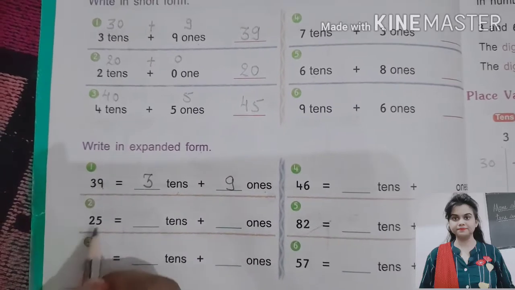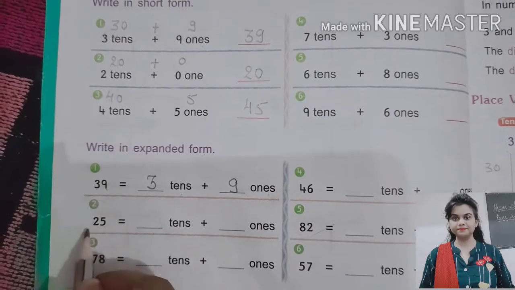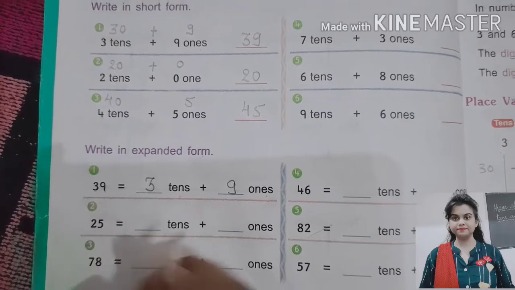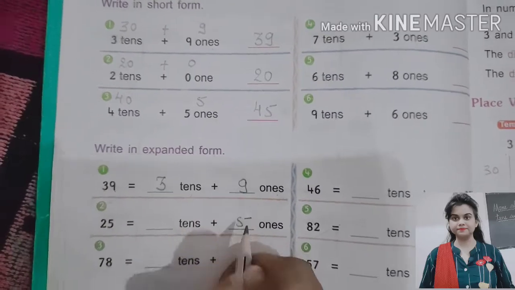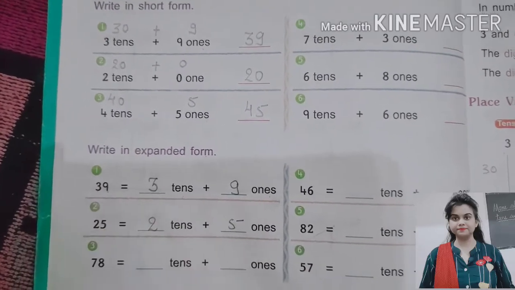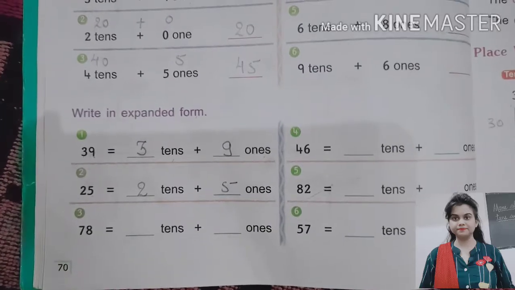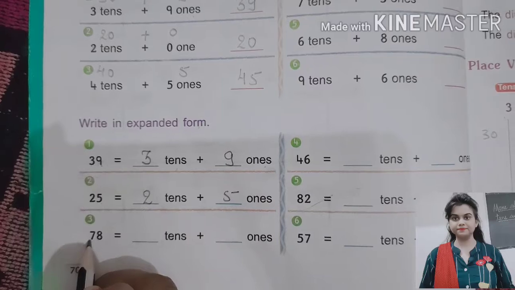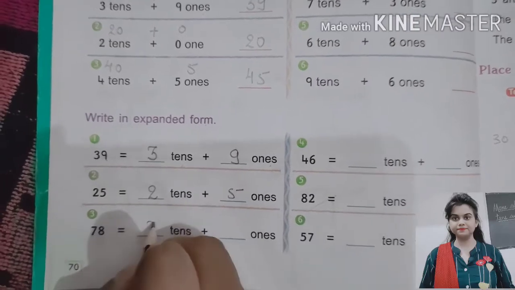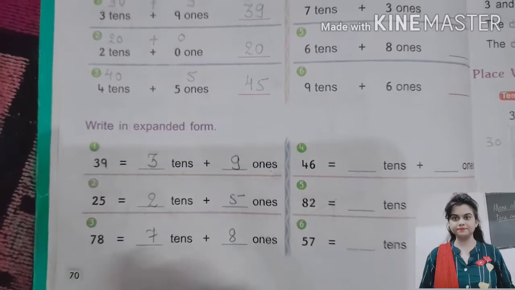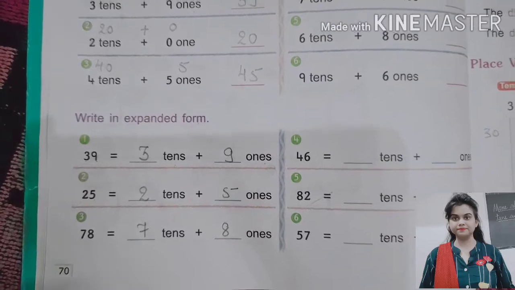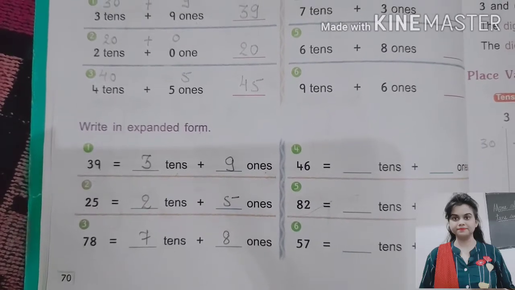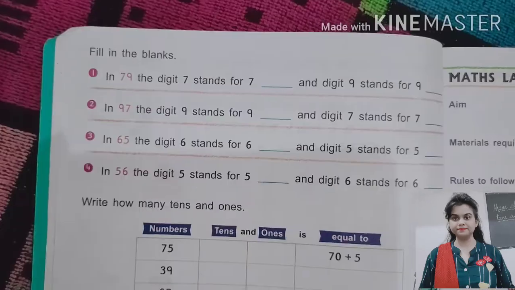Similarly 25. 5 is in ones place. 2 is in tens place. Right? So we will write here 5 ones and 2 tens. One more 78. 8 is in ones place. 7 is in tens place. So 7 tens and 8 ones. Understood? Similarly, write this 3 also by yourself.